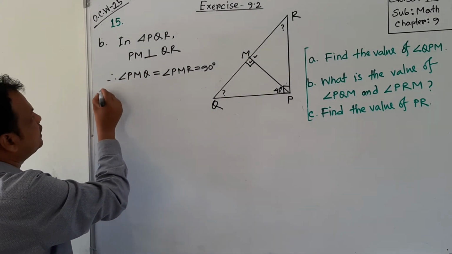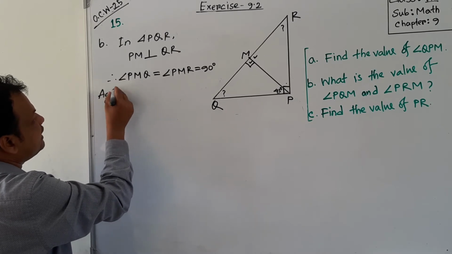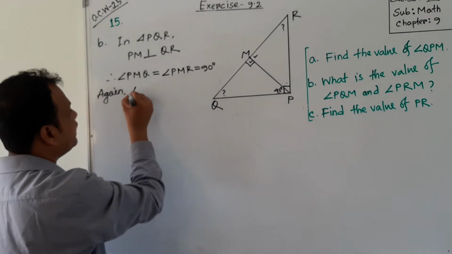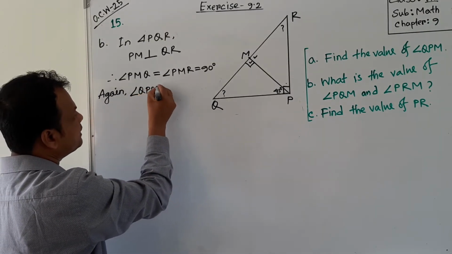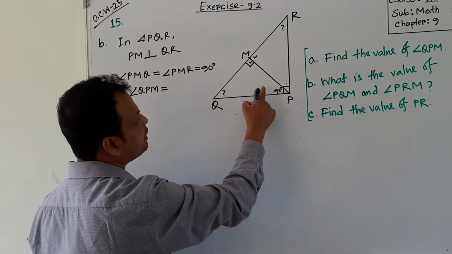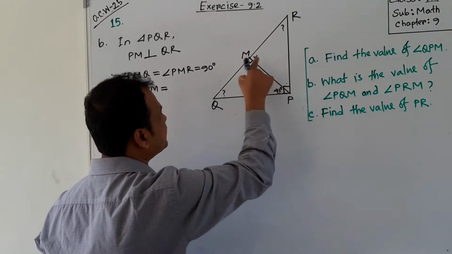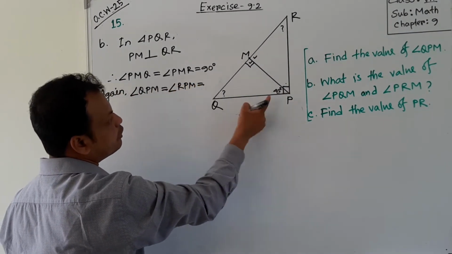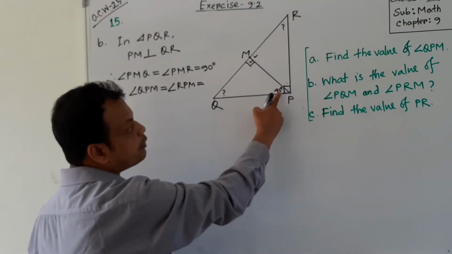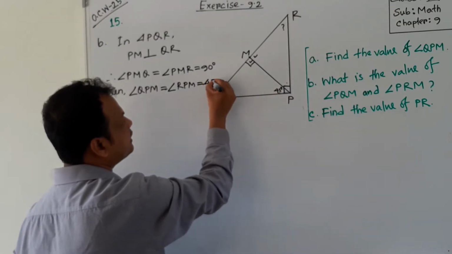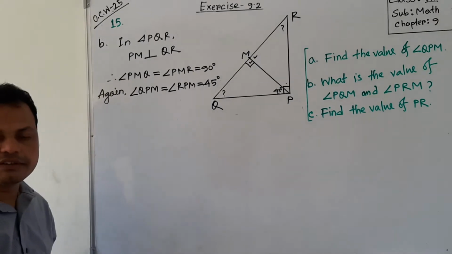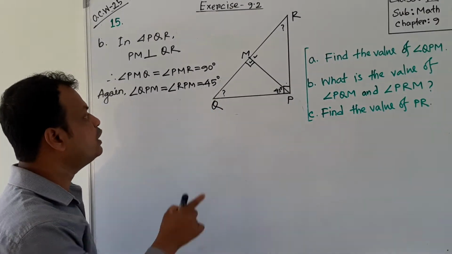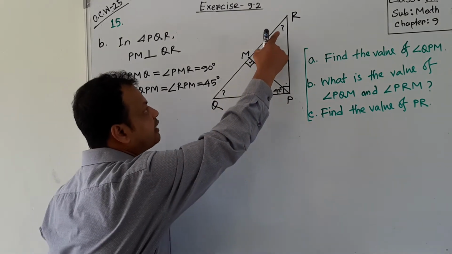And we can tell again, we have got angle QPM equals angle RPM equals, what is the value we have got in A? 45 degrees. So we will write 45 degrees. So these are the given information. By using this information, we will find the value of this angle and this angle.